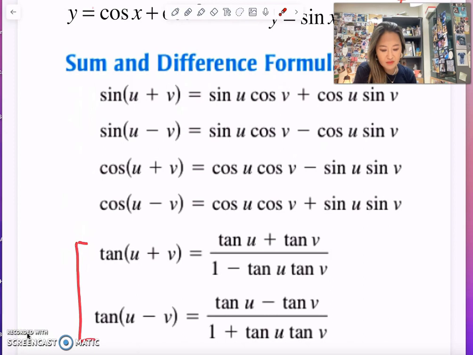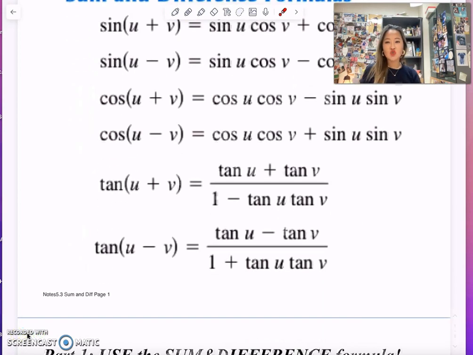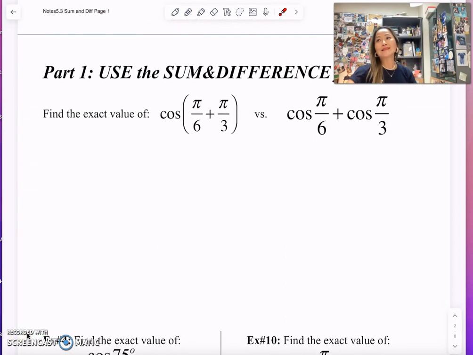And then for tangent, I always remember too, because if it's plus here, on the denominator it would be minus. Same thing here, minus here, but it's opposite on the bottom, right? And then the tan u, tan v, these things all kind of stay the same. All right, whatever method you do, I think more practice makes perfect. So let's try some. All right.